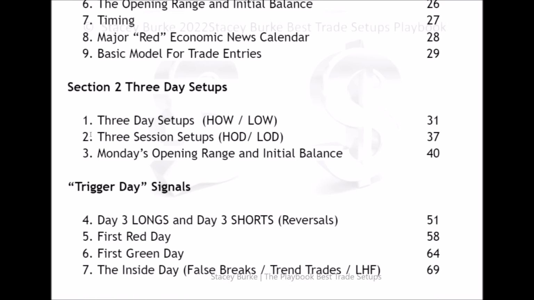So the 3-day setup, the 3-session setups, Monday's opening range and initial balance. That sets our tone, whether we're in a market that has day 3 longs, day 3 shorts, a first red day, we can be on the backside on a Wednesday, Thursday, Friday, a first green day, or we have an inside day false break trend trade reversal, which we will look at oil today specifically because it offered traders both opportunities: an inside day trade on day 3 as well as a reversal parabolic trade after major red news in the New York session. So let's take a look.